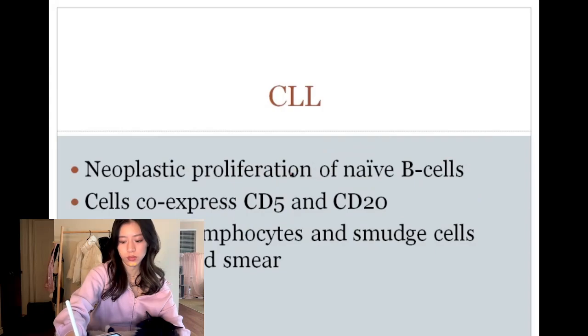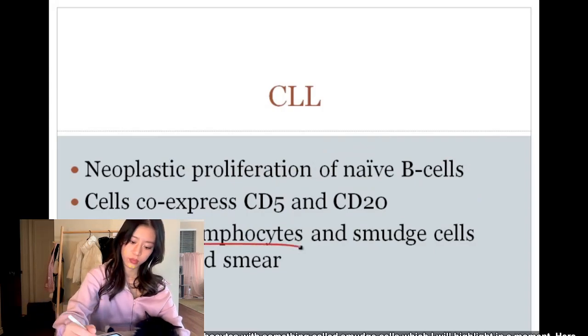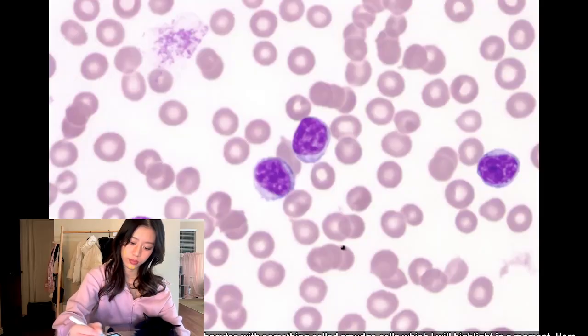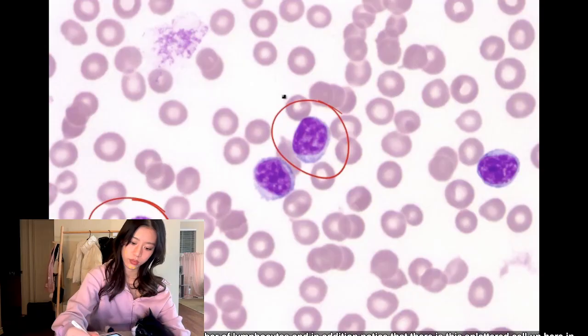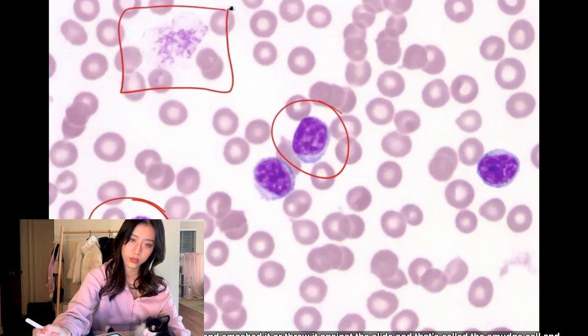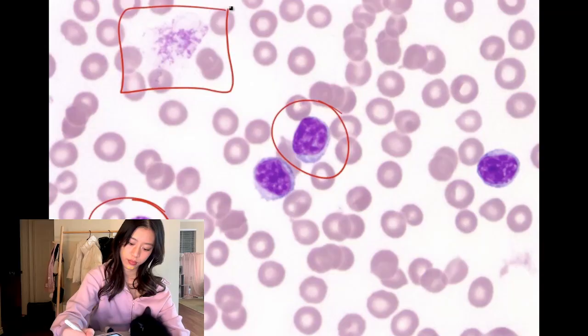If you were to look at the blood smear in these patients, there would be increased numbers of lymphocytes with something called smudge cells, which I'll highlight in a moment. Here is a blood smear showing the increased number of lymphocytes, and in addition, notice that there is this splattered cell up here in the corner, as if someone took their thumb and smashed it or threw it against the slide, and that's called a smudge cell, and smudge cells are classically seen in CLL.